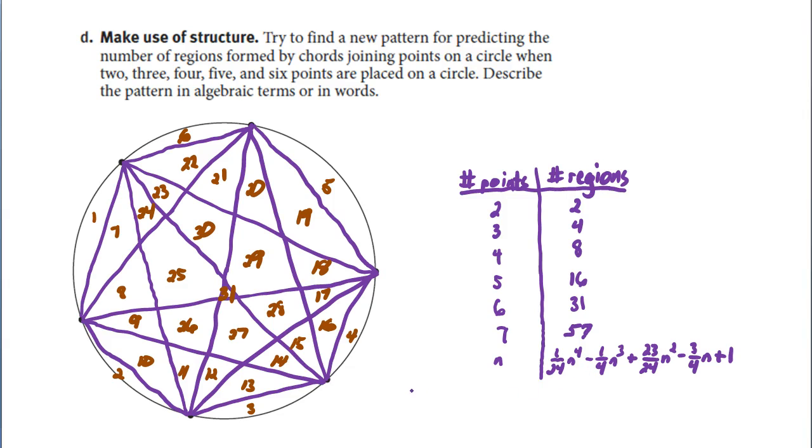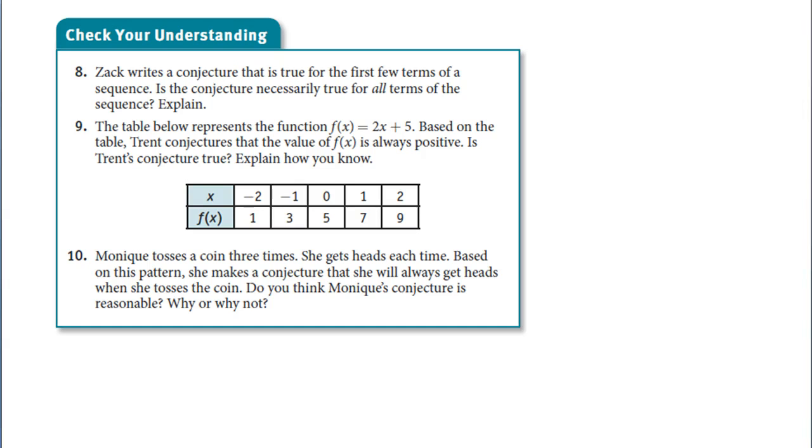The main idea from today's lesson is that if you're using inductive reasoning, you have to consider enough samples to make sure that your pattern or your conjecture really works. If you limit yourself to too few examples, you might find out that you think something's true, but really isn't. Here are a few more check your understanding questions. I'll pause the video for you.